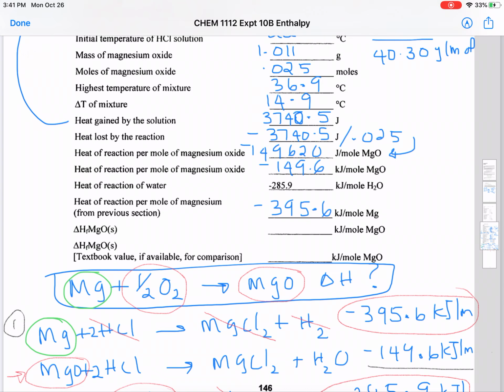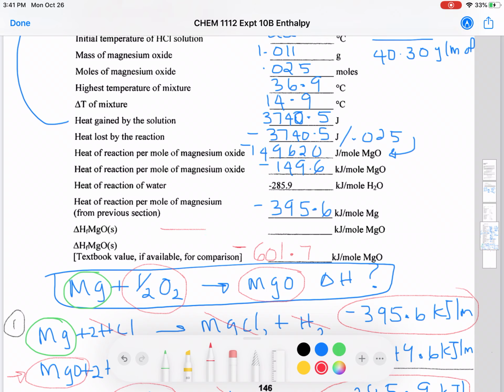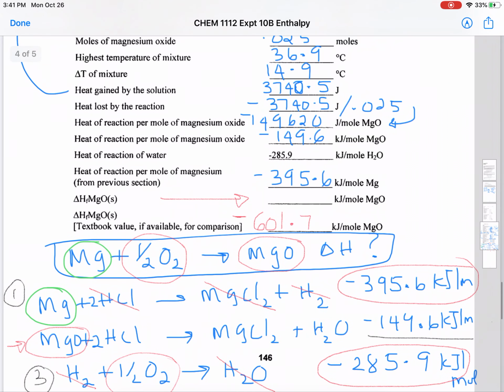And then the textbook value, delta H formation of magnesium oxide, I Googled it, you guys can Google it too. It came to be 601.7. That is the literature value, negative 601.7. But you calculate from the values that I've given you here and write down what is the answer you're going to get. Okay, so that is how you find the delta H formation for magnesium oxide by using Hess's law.